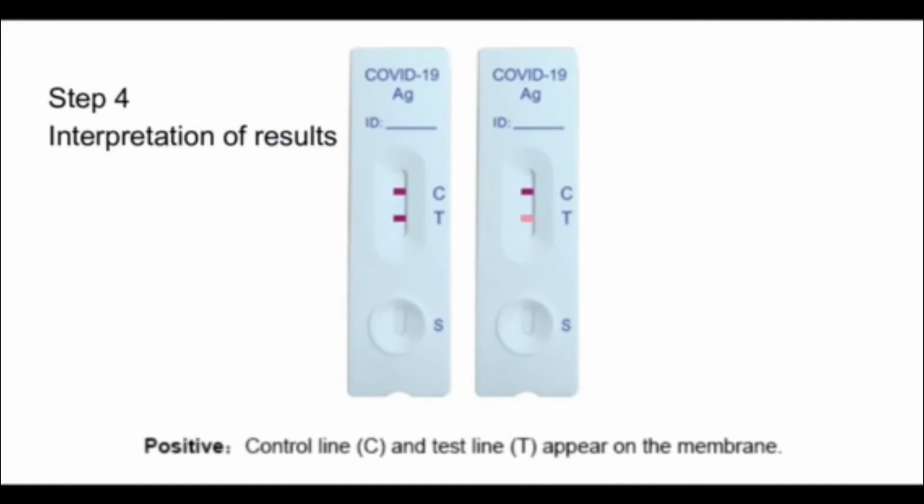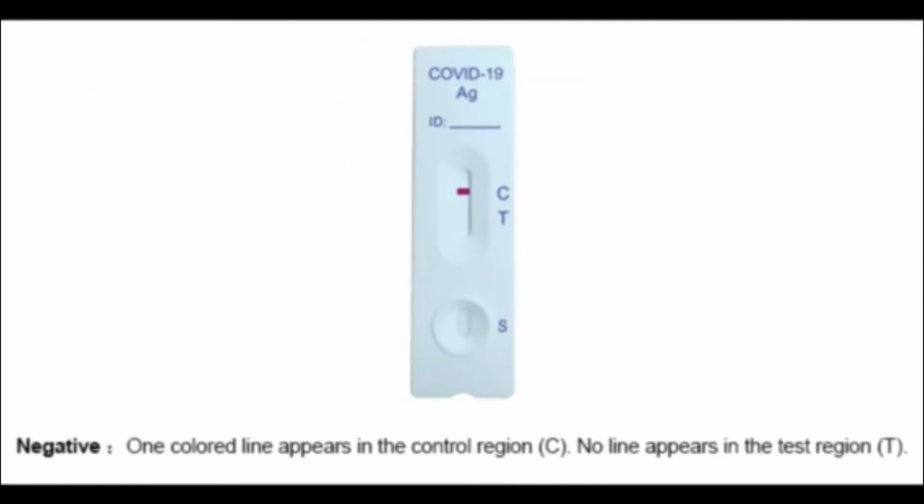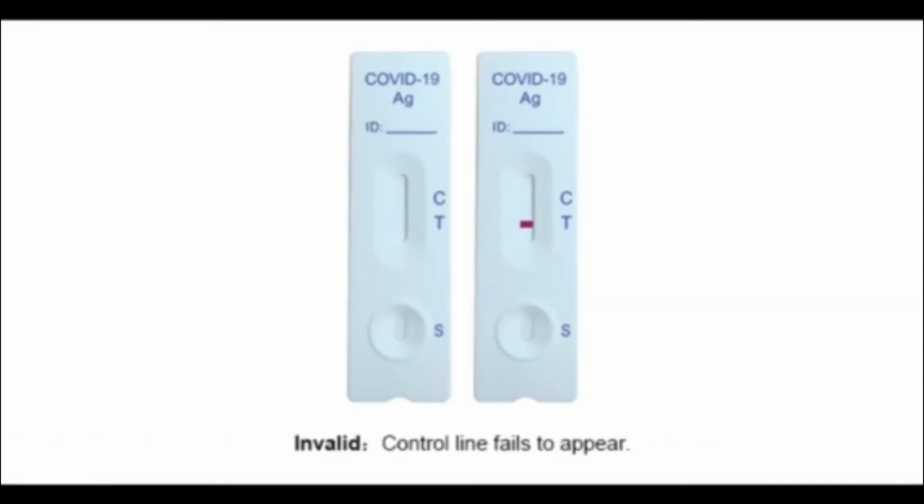Positive: control line C and test line T appear on the membrane. Negative: one color line appears in the control region C, and no line appears in the test region T. Invalid: the control line fails to appear.